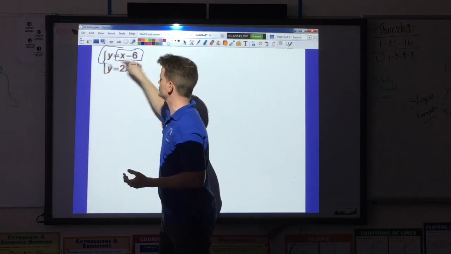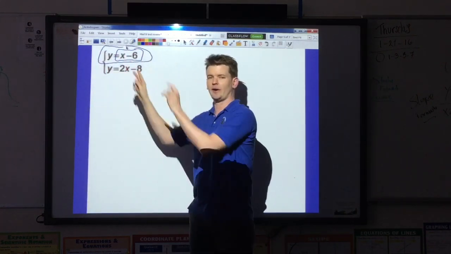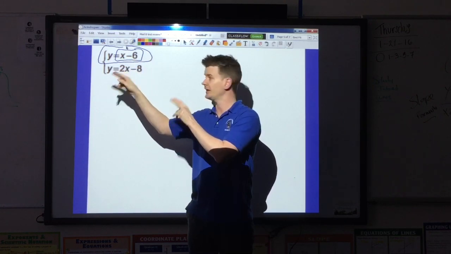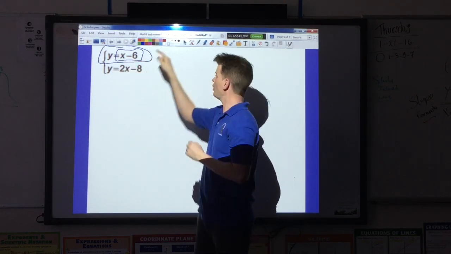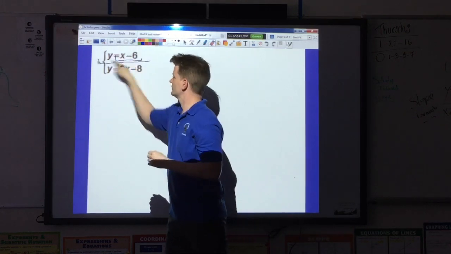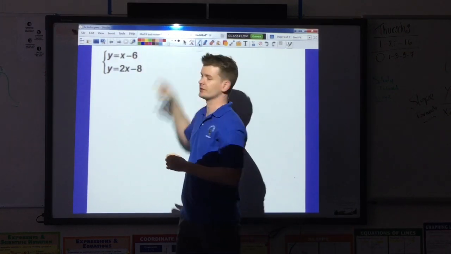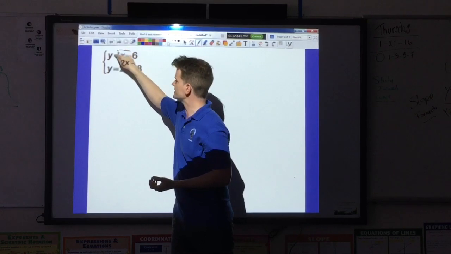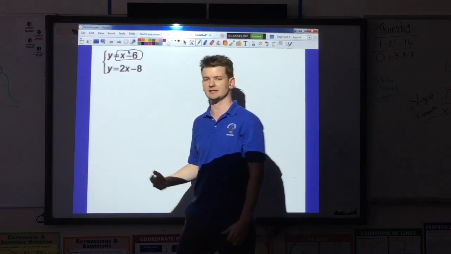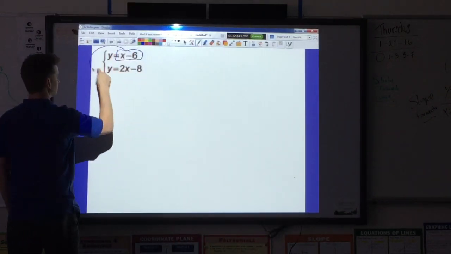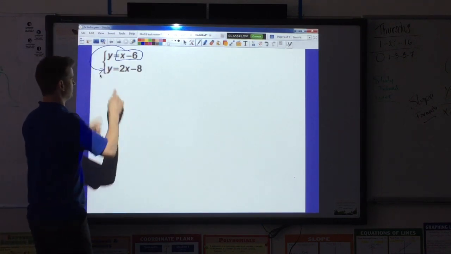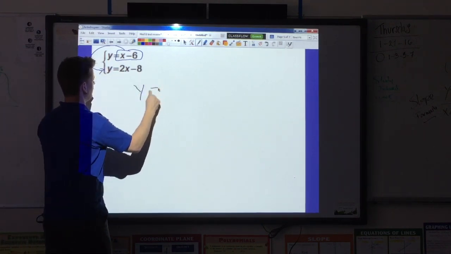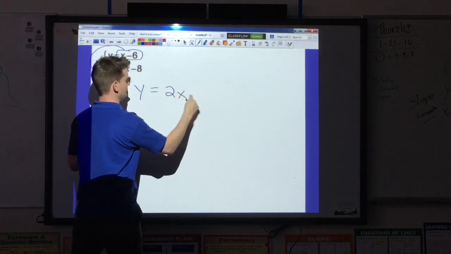What you have to look at here is that this equation is saying that y is equal to x minus 6. So all I have to do in order to get rid of a variable is simply substitute in x minus 6 for y into the other equation. And that's what I'm going to do here. So I'll write this equation, y equals 2x minus 8.